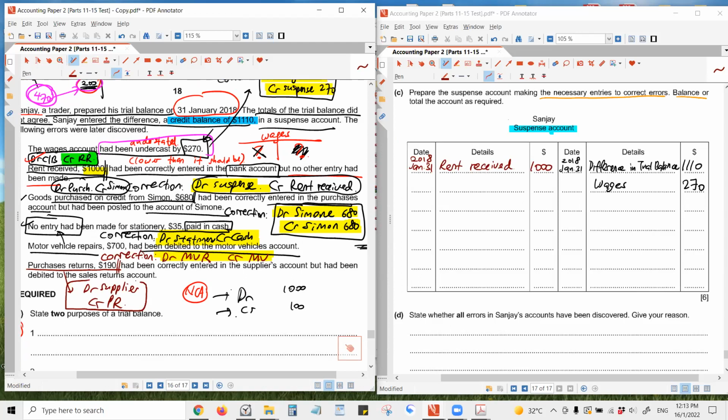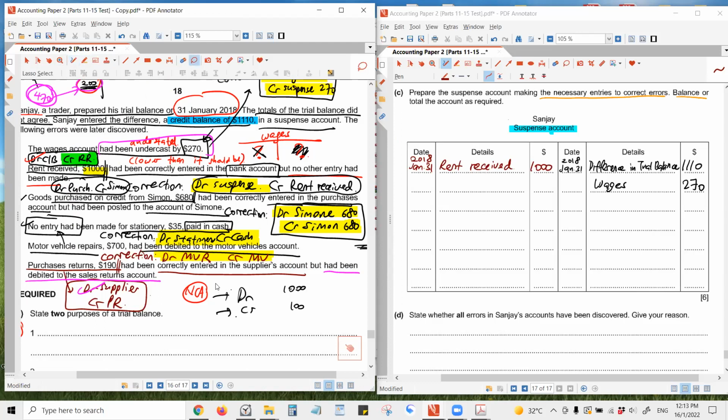Okay, this is what you learned many months ago, with me. Then you see the question. They had incorrectly entered in the supplier account. That means they must have debited supplier. They must have done this correctly, debited supplier. But it had also been debited to the sale returns account.